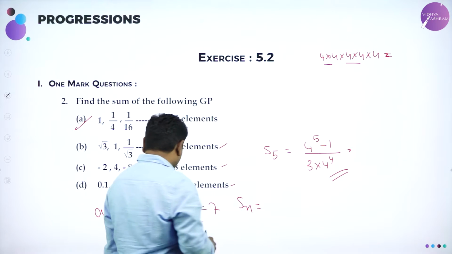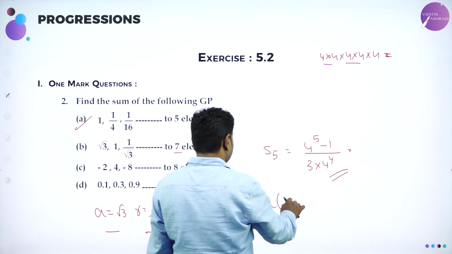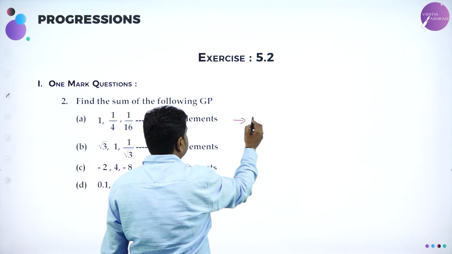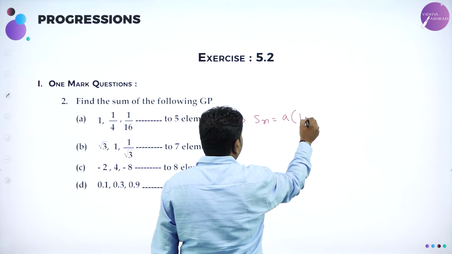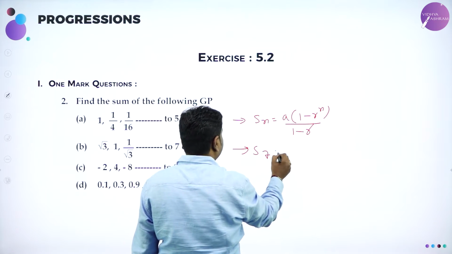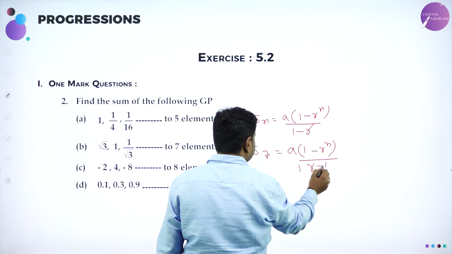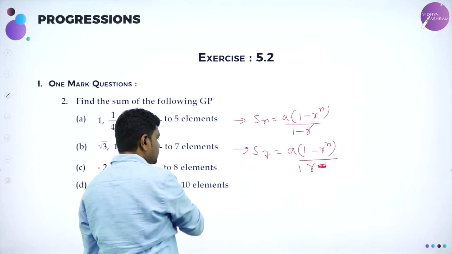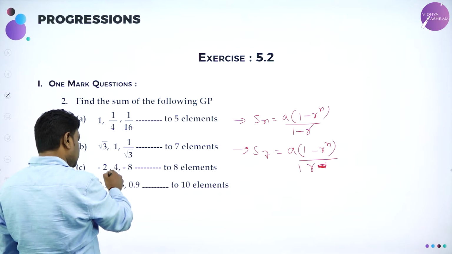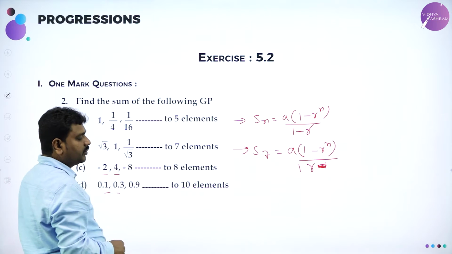Sn, you know, R is less than 1. So when R is less than 1, what is the formula? Sn is A into 1 minus R power n divided by 1 minus R. The second case also uses the same formula for the sum of 7 terms, A into 1 minus R power n divided by 1 minus R, because in every case the common ratio is less than 1. But when you take one ratio, 0.3 by 0.1, that will be 3.